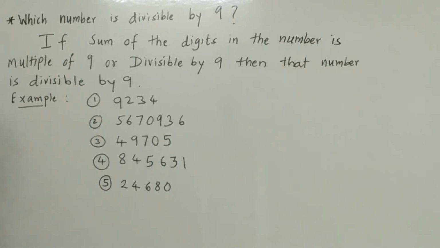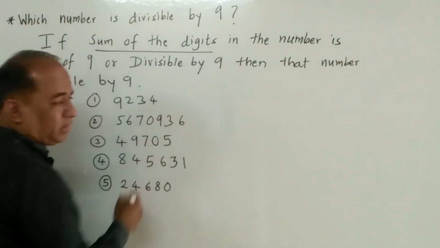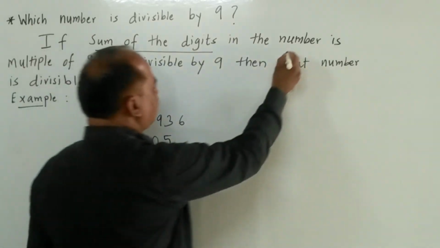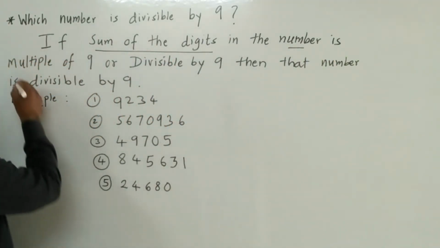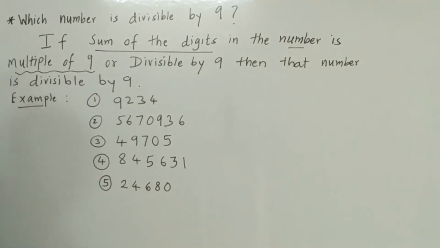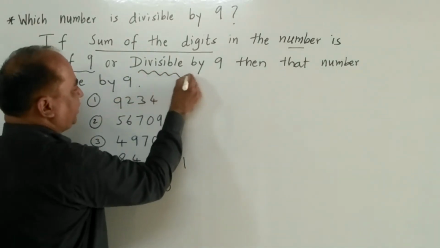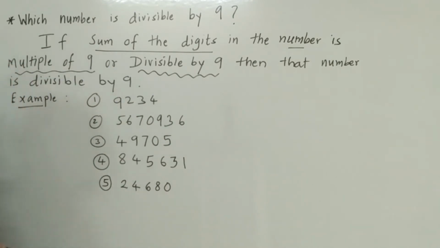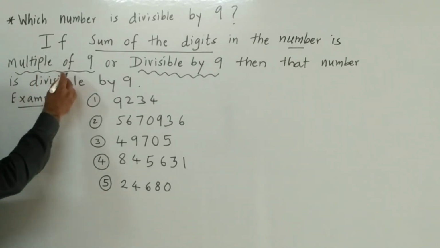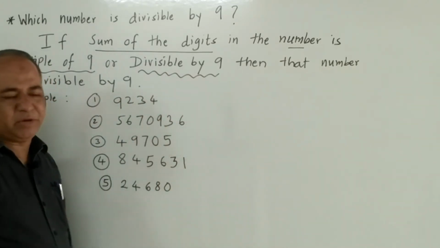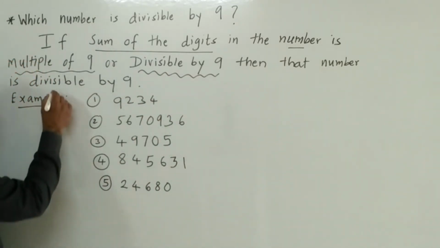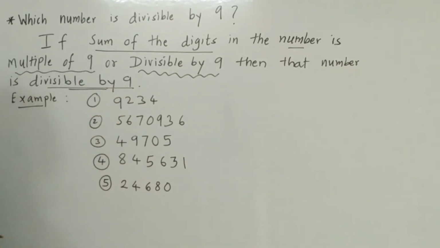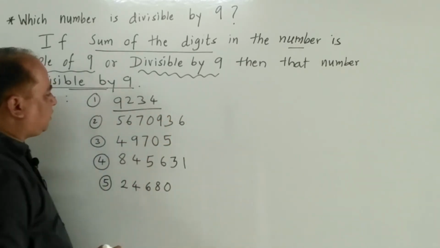Which number is divisible by 9? If the sum of the digits in any number is a multiple of 9, or is completely divisible by 9, same like the divisibility test of 3, then that number is divisible by 9. Let us see some examples.